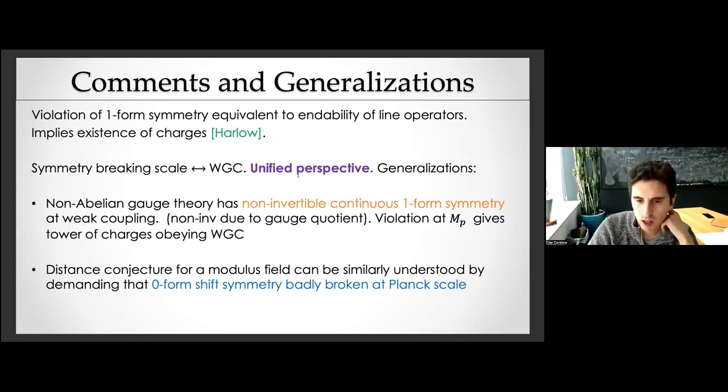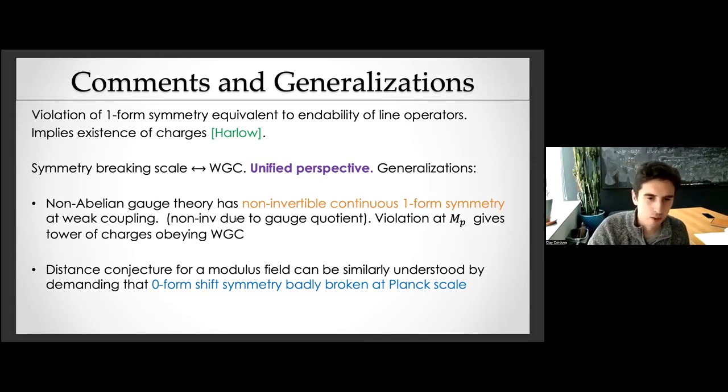The first you might want to know about is, well, you focus so much on U(1) gauge theory. What about non-abelian gauge theory? Do we learn something about non-abelian gauge theory? And here you have to come to the state of the art of symmetry to try and understand if there's a symmetry formulation of the non-abelian weak gravity conjecture. And the point is that at weak coupling, non-abelian gauge theory actually has a kind of novel, non-invertible, continuous one-form symmetry. I gather that Ibu gave a talk about non-invertible symmetry earlier in the week, so maybe you have some idea what non-invertible symmetry is. But anyway, non-abelian gauge theory in the limit of weak coupling has a kind of interesting symmetry.